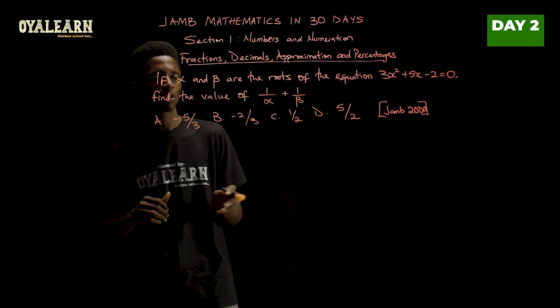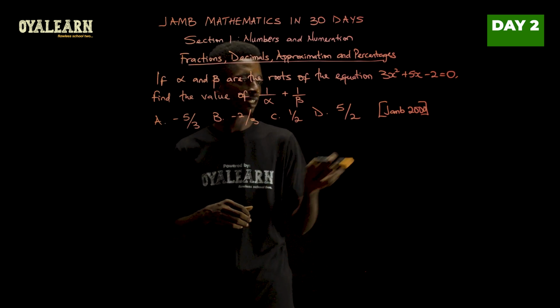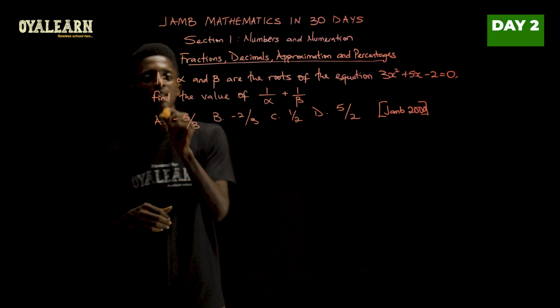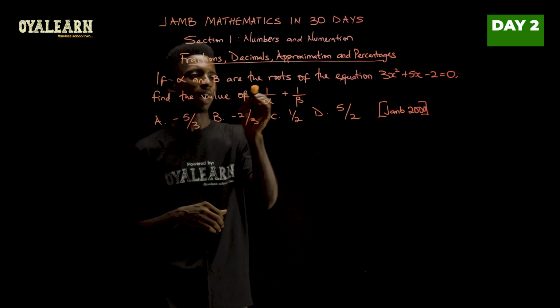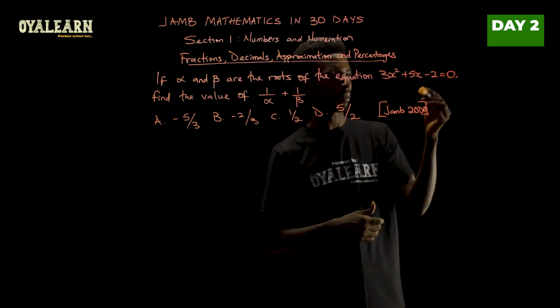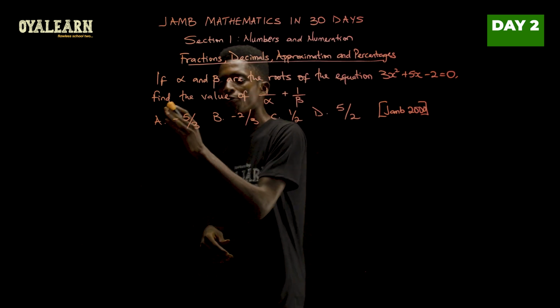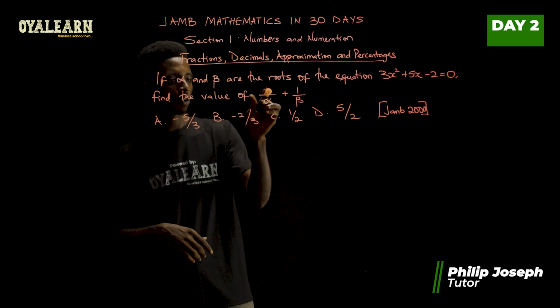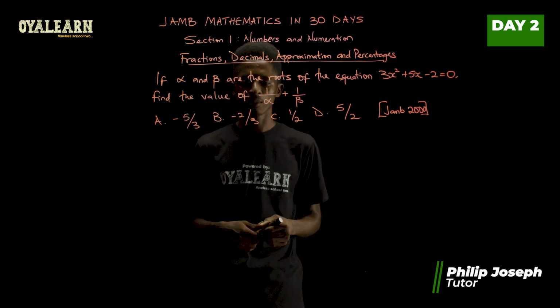This is another question from year 2000 Jamb, and it says if alpha and beta are the roots of the equation 3x squared plus 5x minus 2 equals 0, find the value of 1 over alpha plus 1 over beta.